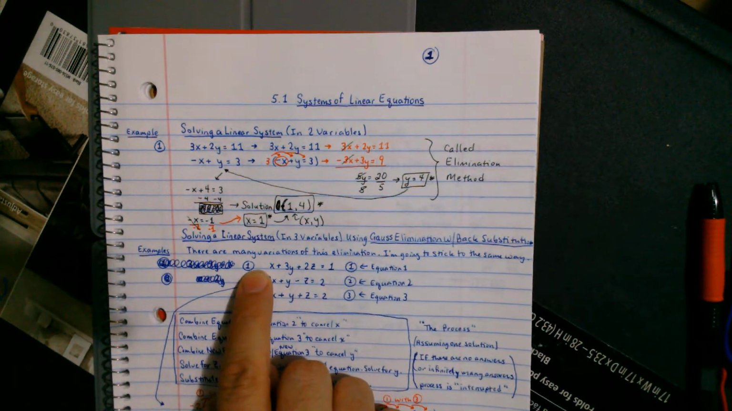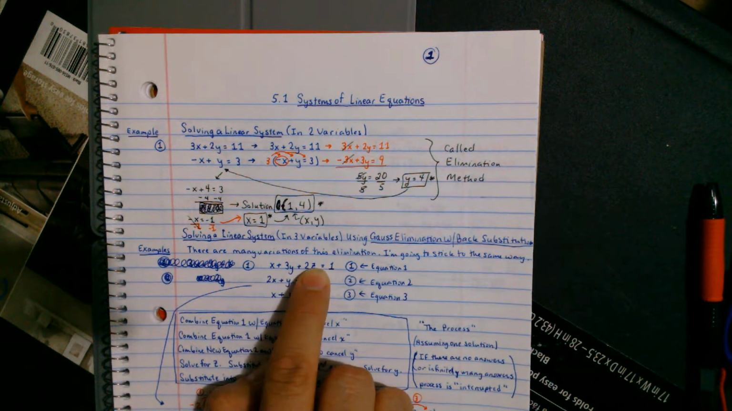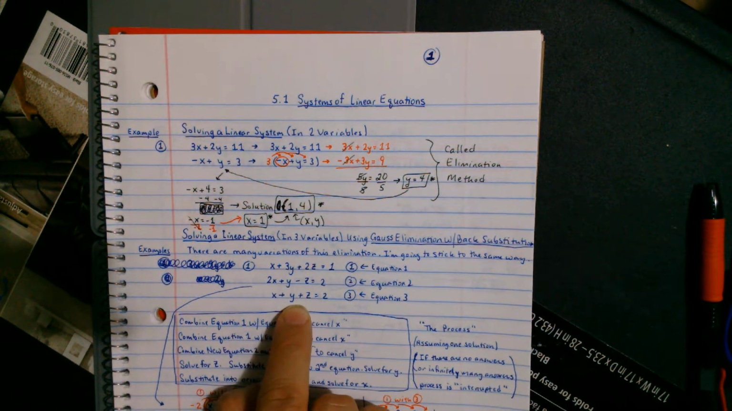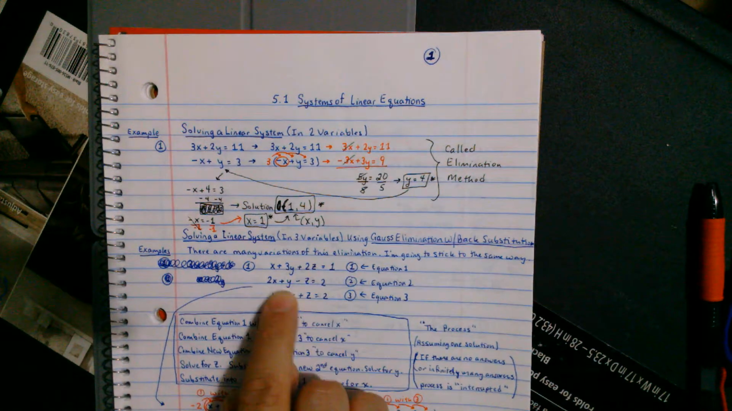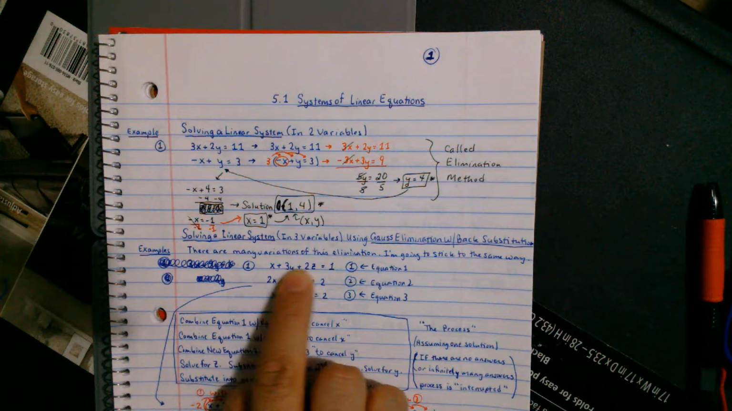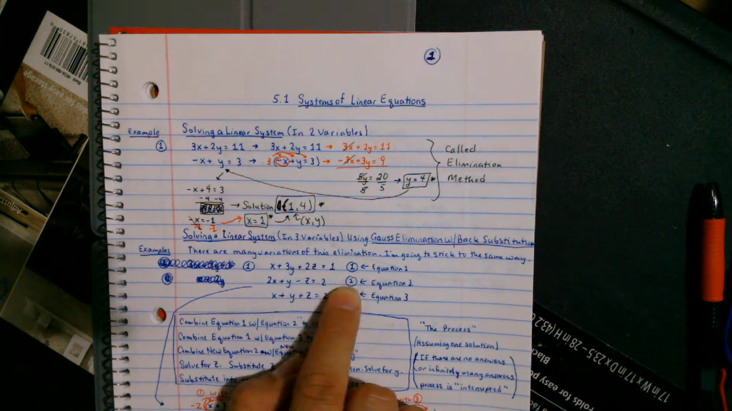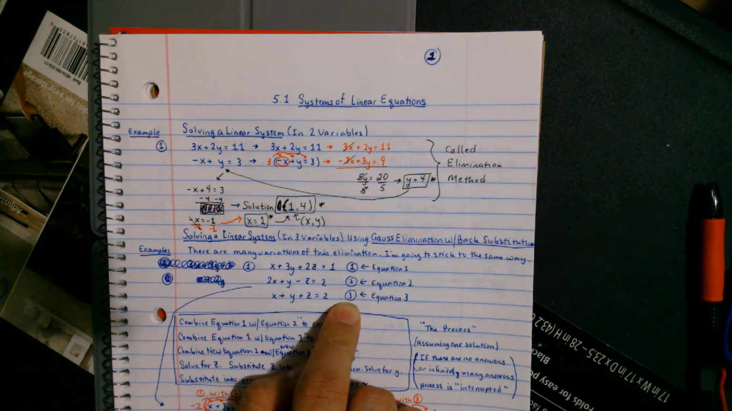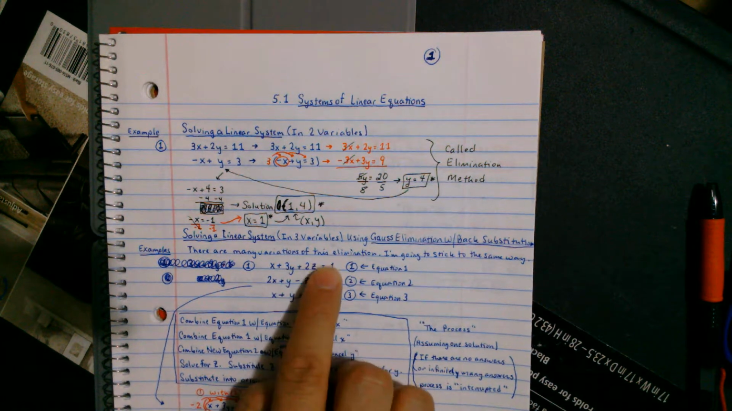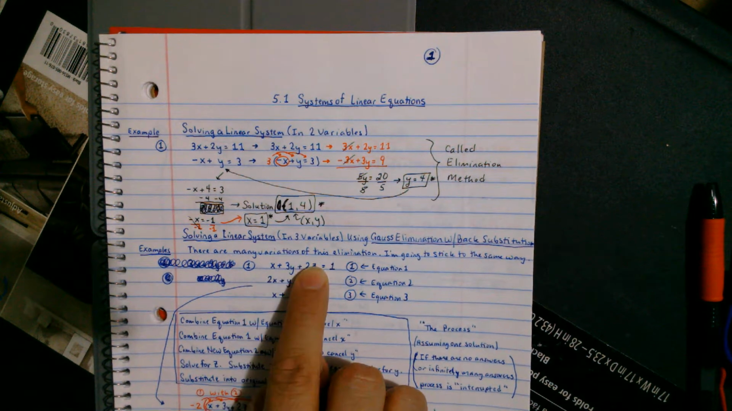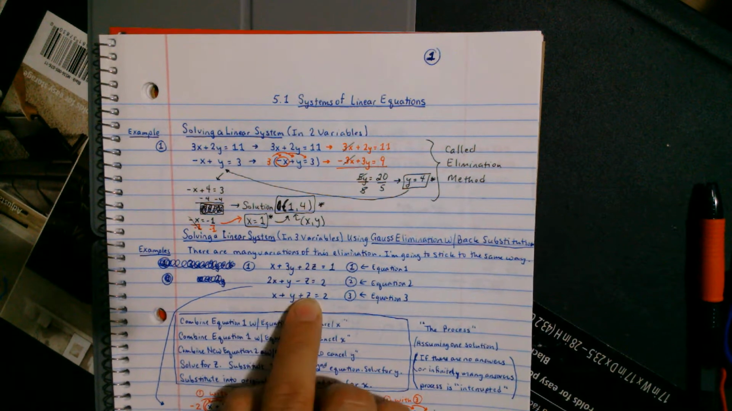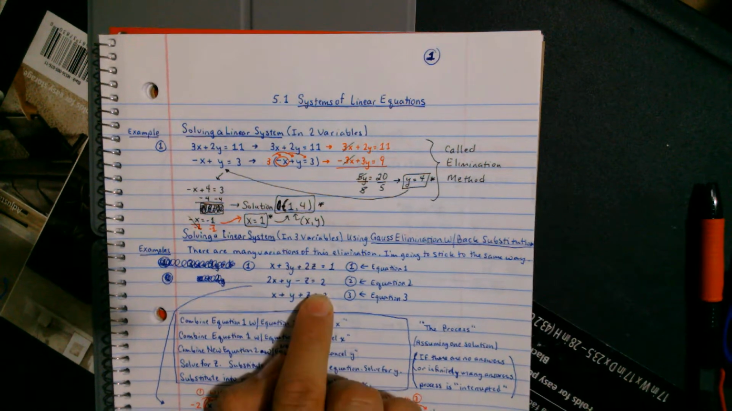So you have the equation x plus 3y plus 2z equals 1, 2x plus y minus z equals 2, x plus y plus z equals 2. This is the first equation, this is the second equation, this is the third equation. Now there are certain rules. You can swap the order of equations. If you want the first equation to be the second one, or the third to be the first, or the second to be the third, you can reorder them if you want.